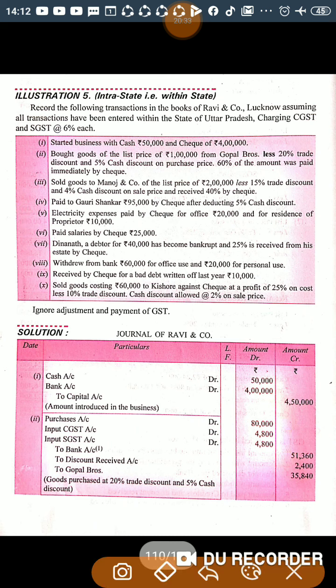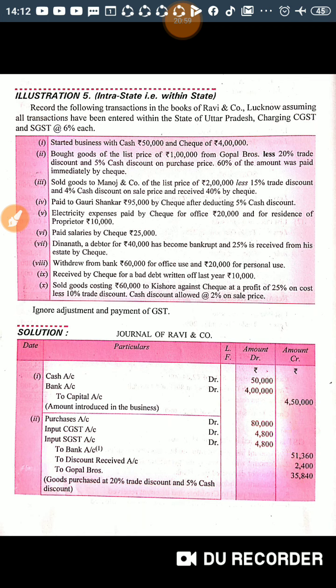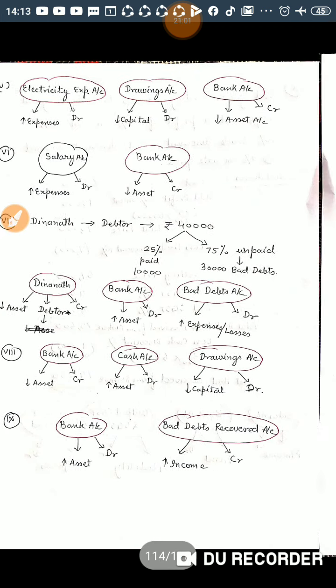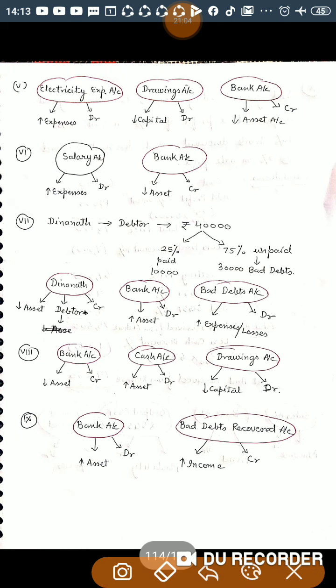Now next transaction is withdrew from bank 60,000 for office use and 20,000 for personal use. Bank is involved, bank balance is involved, right? We are withdrawing from bank for office use as well as for personal use. For personal use, it is a drawings. So let us see what accounts are involved. Bank account involved, cash involved, and drawings.